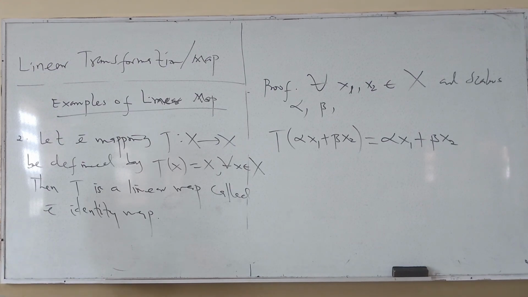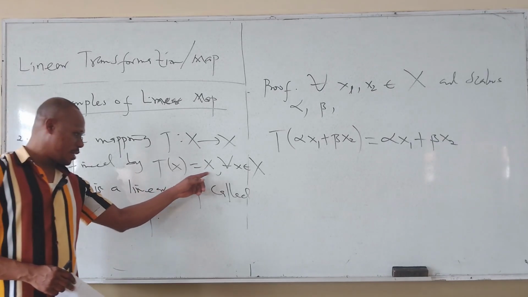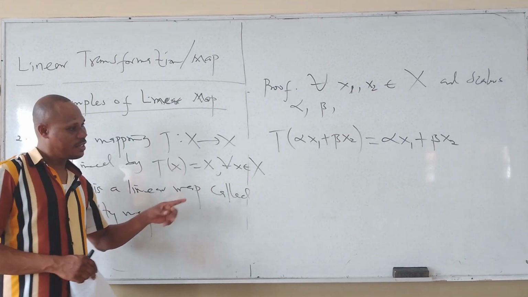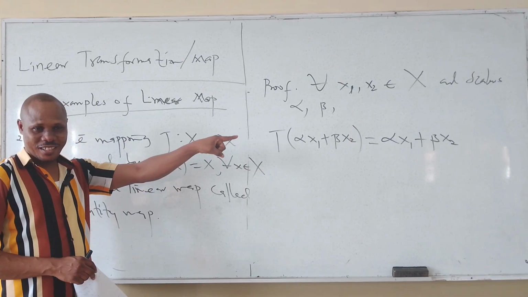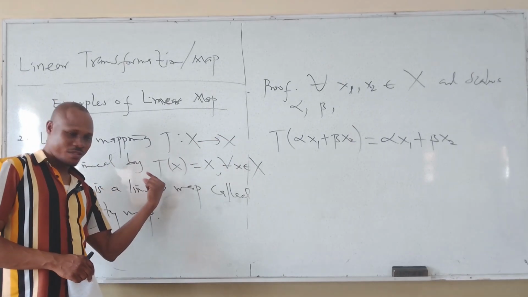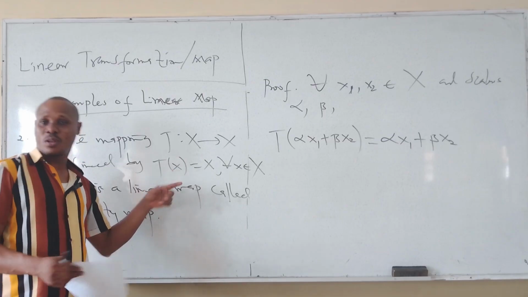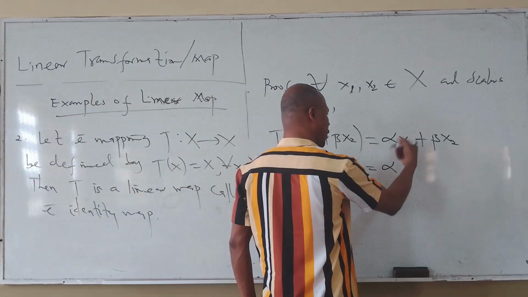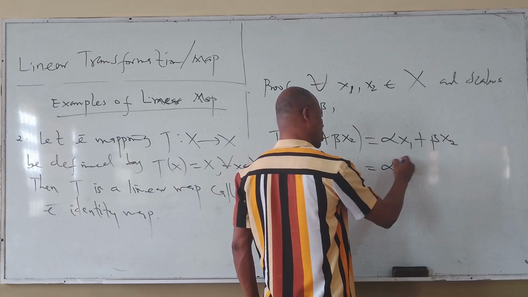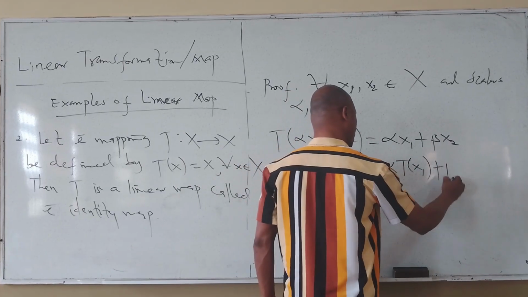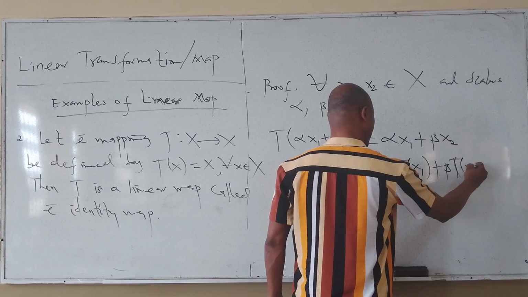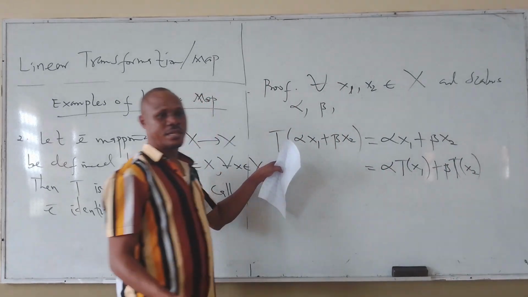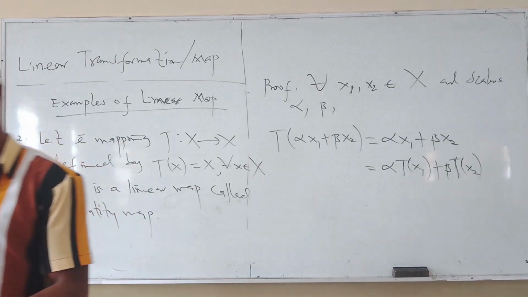You are done. As I said, the reverse also holds. T of x equals x means x is equal to T of x. So x1 will be T of x1, and x2 will be T of x2. And you are done. So this means that x is T of x1, and this is T of x2. Once you're able to write this as that, that means T is what? A linear map. Very simple as that.